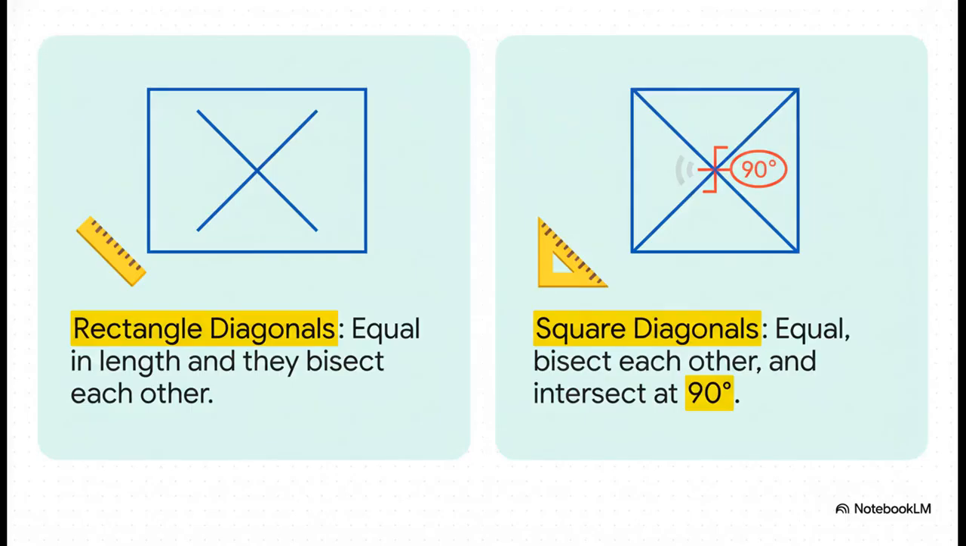And here it is. The secret is the angle where those diagonals cross. For a square, they still have to be equal. They still have to bisect each other. But they also have to intersect at a perfect 90-degree right angle. That one extra rule, that changes everything.